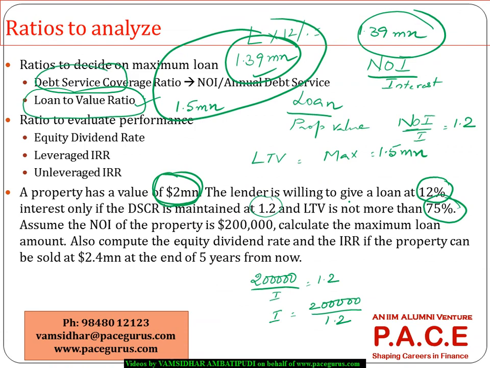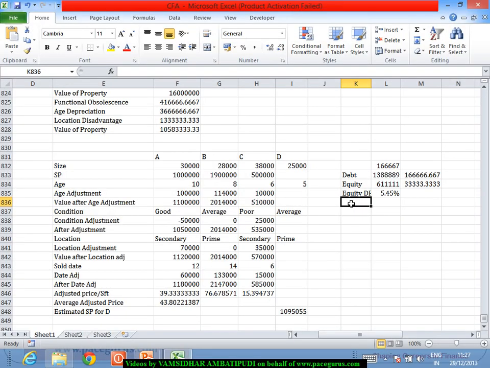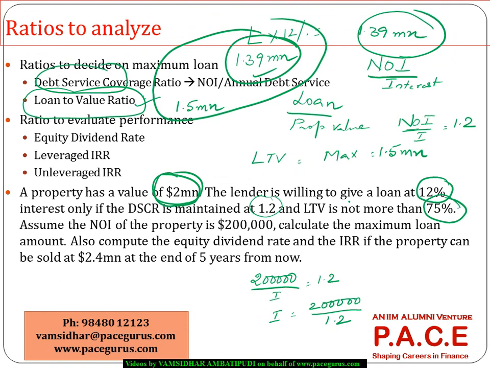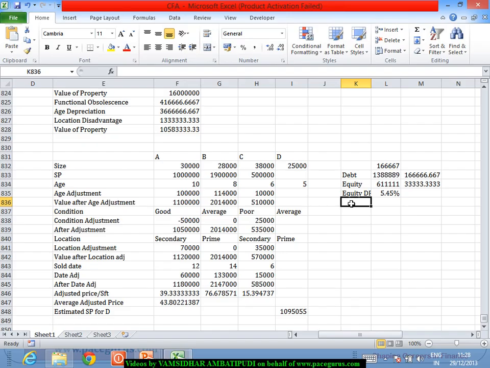Then we are also talking about the IRR, assuming that the property is sold at 2.4 million at the end of 5 years from now. Every year, if I assume that the NOI is going to be 200,000, 33,000 is what the equity investor is going to get every period.